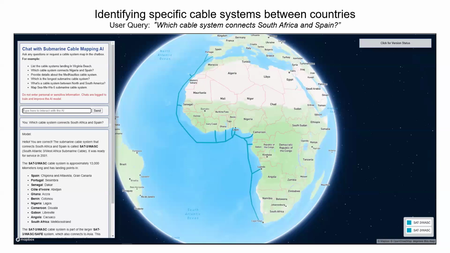Again, the system is very successful at identifying specific cable systems between countries. In this particular case, the user asked which cable system connects South Africa and Spain. The system generates the information: the SAT-3/WASC cable system is connecting them, giving all the landing station information. The user can zoom in, zoom out, investigate these landing stations, and also ask additional queries to better understand what is going on between these two countries.